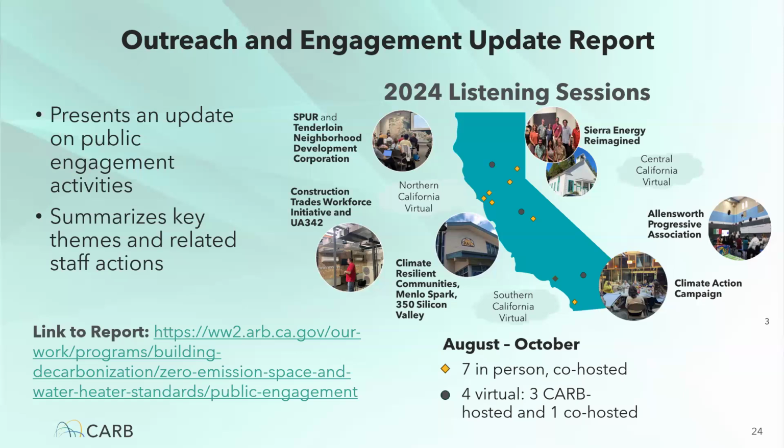Despite the diversity of participants and locations, there were common themes that emerged, and I will summarize those in the next few slides. After the listening sessions, CARB staff, together with Sac State, documented and reflected on what we had heard and published the Outreach and Engagement Update Report, which provides a much more detailed update on all of our public engagement activities than what I'll be able to share with you today.